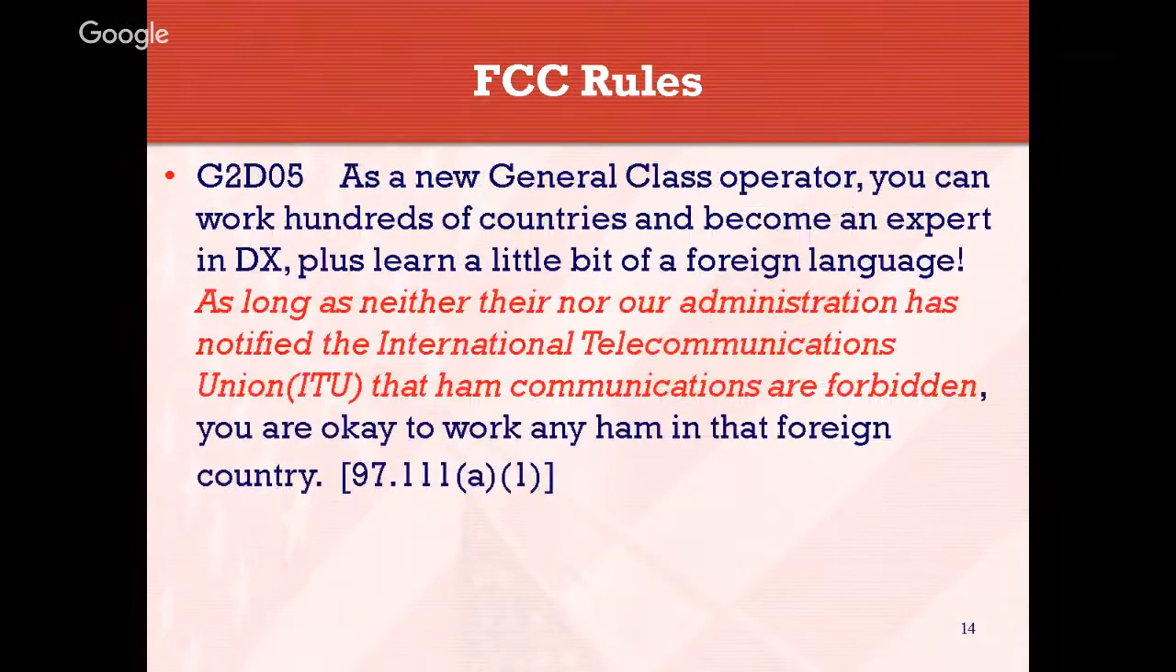As a new general class operator, you can work hundreds of countries and become an expert in DX, plus learn a little bit of a foreign language. As long as neither their nor our administration has notified the ITU, or the International Telecommunications Union, that ham communications are forbidden, you're okay to work any ham in that foreign country. There's only two countries right now that have forbidden communications with other hams, and that's North Korea and some little obscure country. I can't remember the name of it.